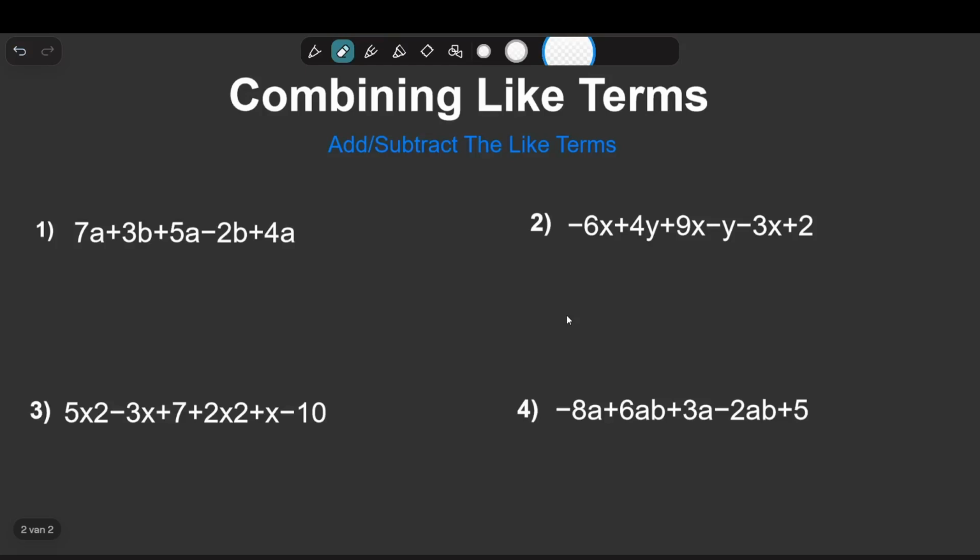Hello guys, in this video I'm going to go through how to simplify expressions by combining like terms. So remember, like terms are terms with the same variables to the same powers.